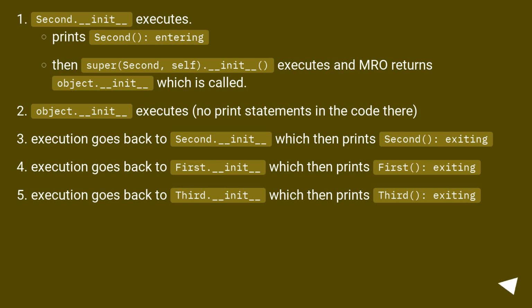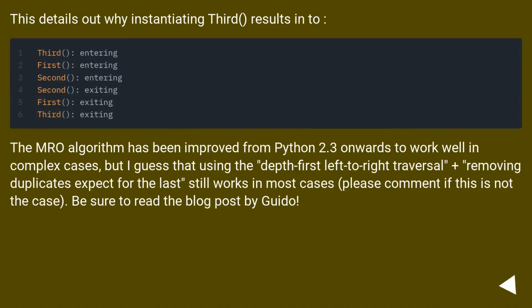Execution goes back to Second.__init__, which then prints "Second: exiting". Execution goes back to First.__init__, which then prints "First: exiting". Execution goes back to Third.__init__, which then prints "Third: exiting". This details out why instantiating Third results in this output.